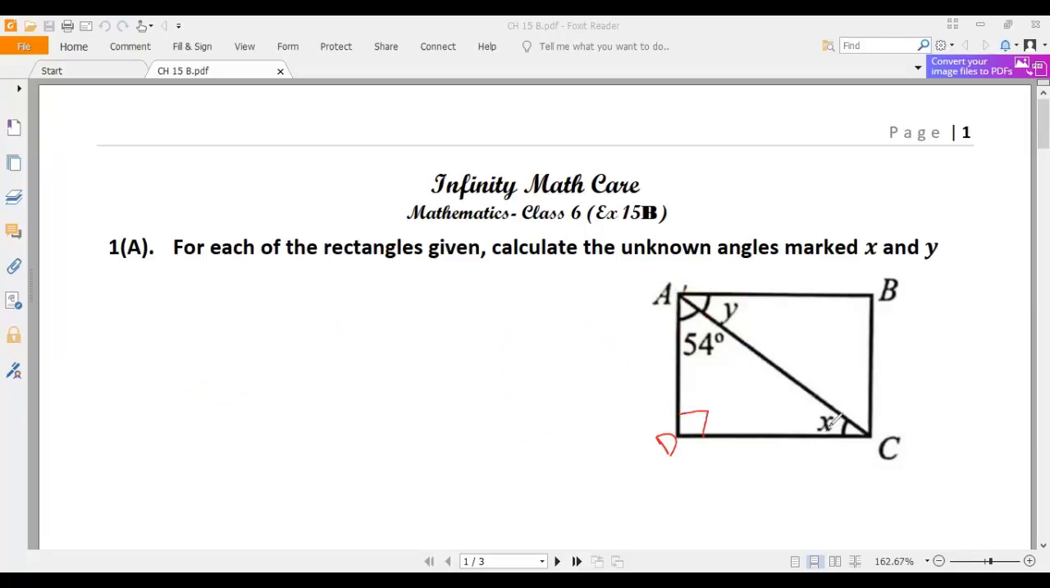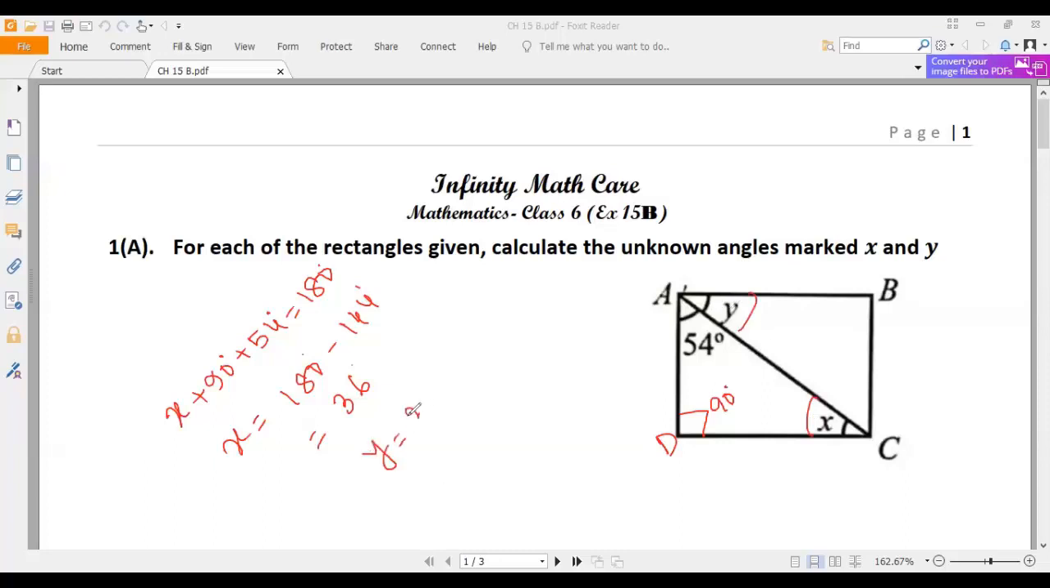If this one is 54, the angle must be 90 degrees. Then how can we find the value of x? We know that the sum of the three angles of a triangle is 180 degrees. So x plus 90 degrees plus 54 degrees will make 180 degrees. Then x should be 180 minus the sum of these two, which is 144 degrees. After subtracting 144 from 180, we get 36 degrees. So if x is 36, y must be 36, because of alternate angles. I hope you understand this one properly.